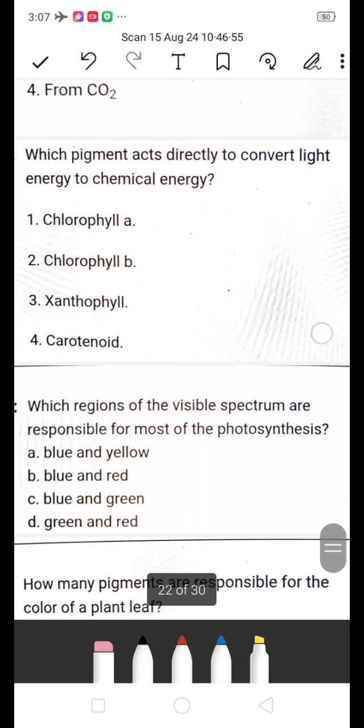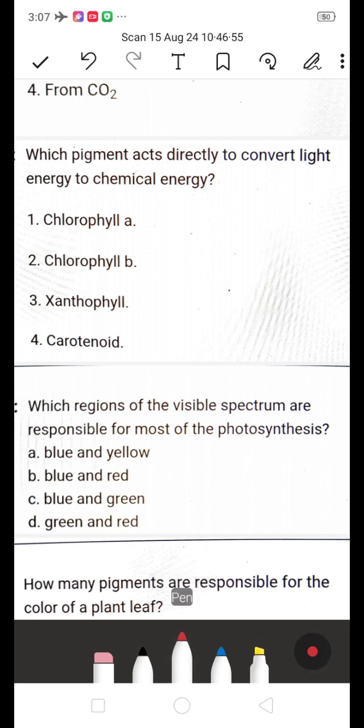Which pigments act directly to convert light energy to chemical energy? I think it's chlorophyll A. This was a repeated bit.